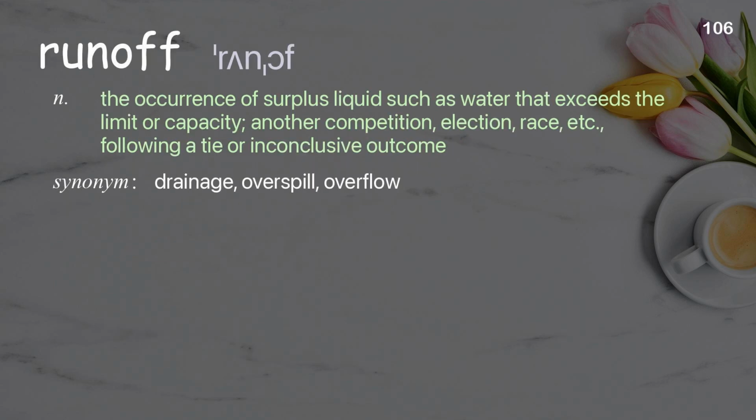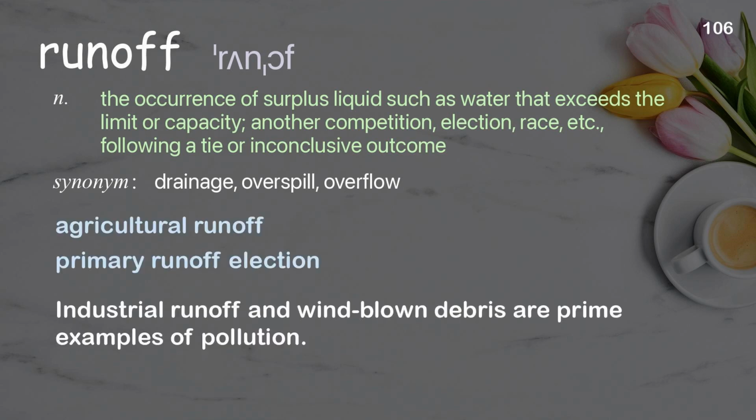Runoff. The occurrence of surplus liquid such as water that exceeds the limit or capacity, another competition, election, race, etc., following a tie or inconclusive outcome. Examples: agricultural runoff, primary runoff election. Industrial runoff and wind-blown debris are prime examples of pollution.